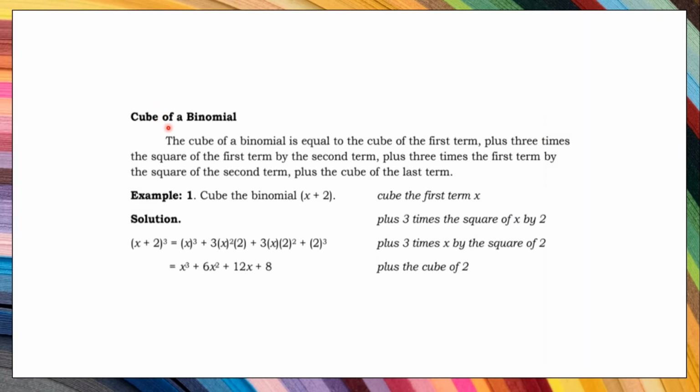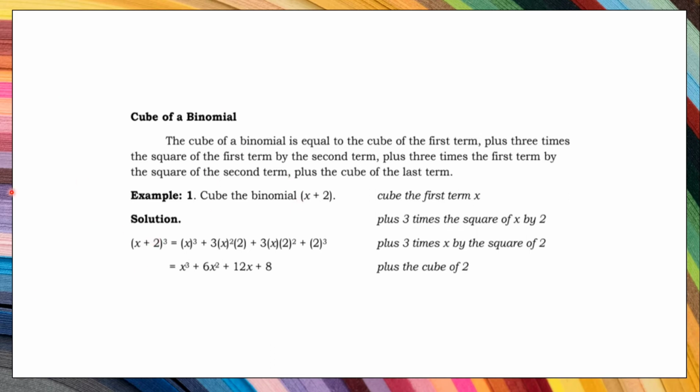Cube of a binomial. The cube of a binomial is equal to the cube of the first term plus 3 times the square of the first term by the second term plus 3 times the first term by the square of the second term plus the cube of the last term. So, we have an example here. Example number 1, cube the binomial x plus 2.